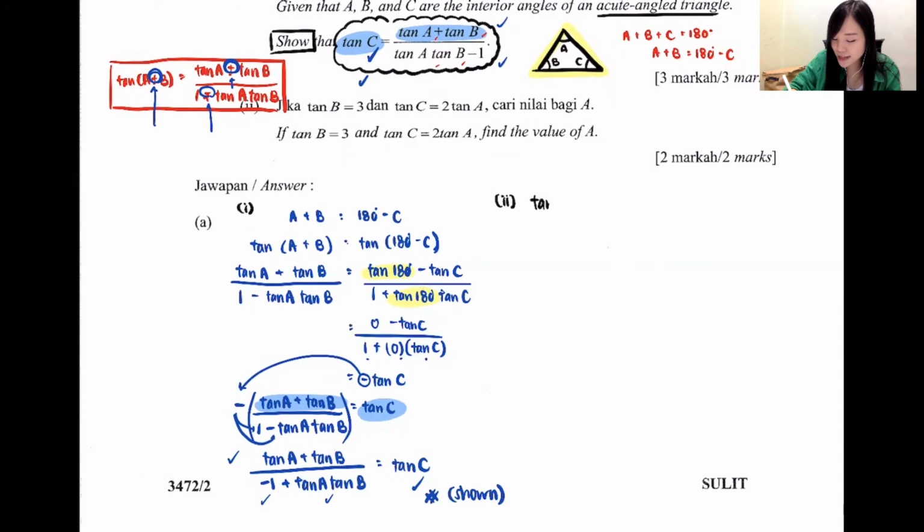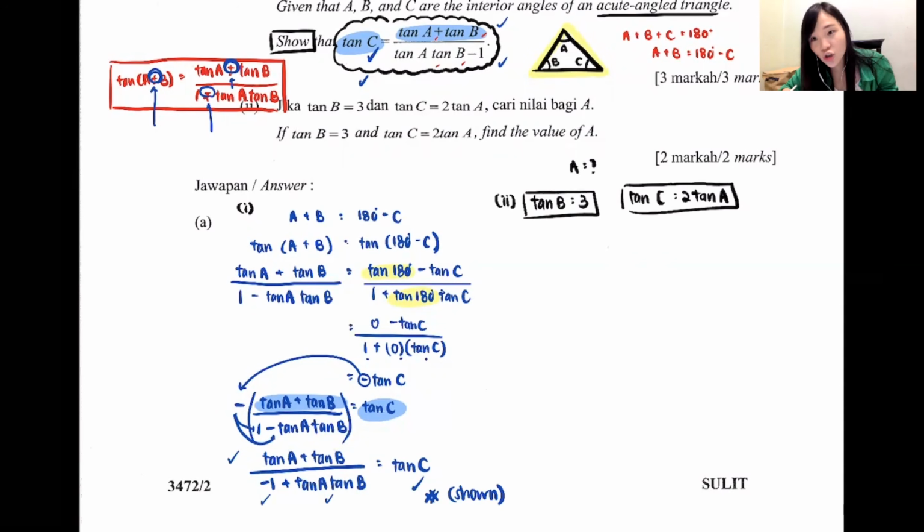So second part, they say, if tangent B equals 3, or finally they give me a number, man. Tangent C, they say, is actually 2 tangent A. And now they want me to find the value for A. This type of question, I think, is under solve. So just now the B1, right? Even if you couldn't do whatever I did just now, it doesn't affect you to do B2.